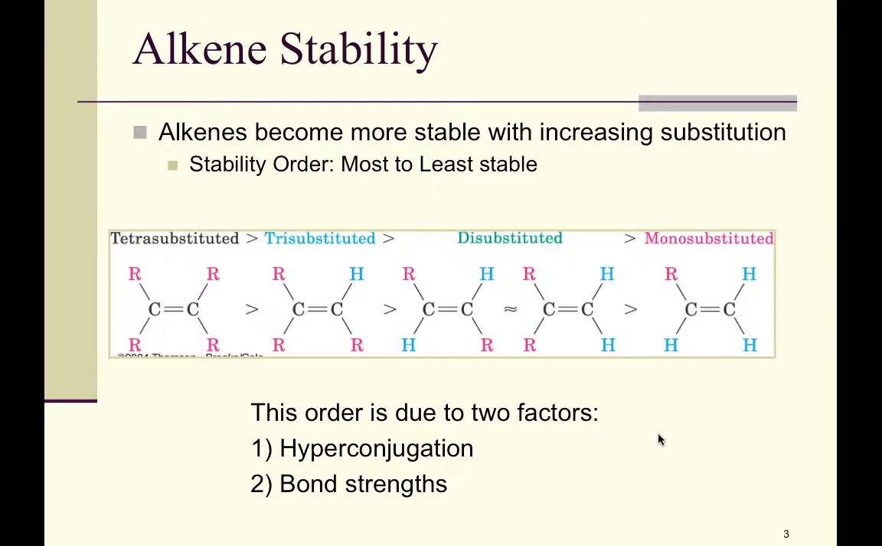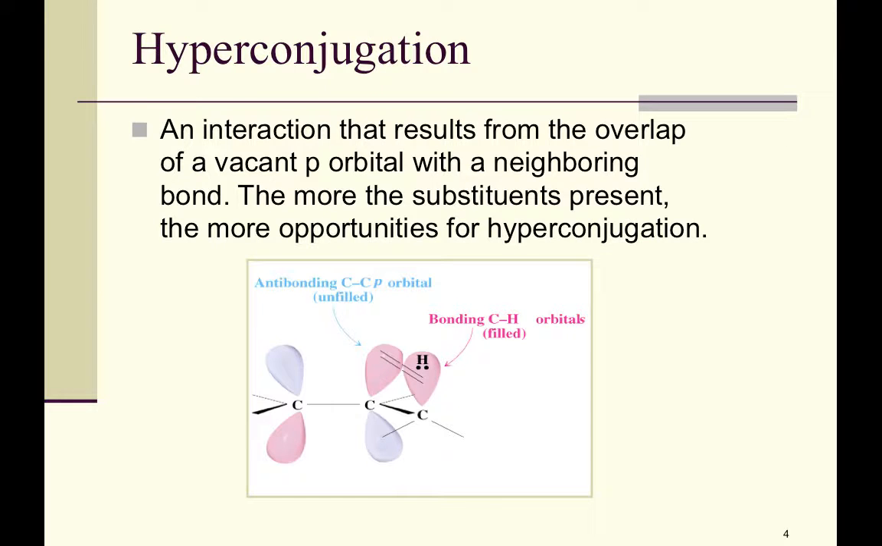2 factors contribute to alkene stability: hyperconjugation and bond strengths. Let's look at those. Hyperconjugation is an interaction that results from the overlap of a vacant p orbital with a neighboring bond. The more substituents present, the more opportunities for hyperconjugation. This illustration shows us the overlap that happens between the anti-bonding p orbital and the bonding C-H orbital. This helps it become more stable.